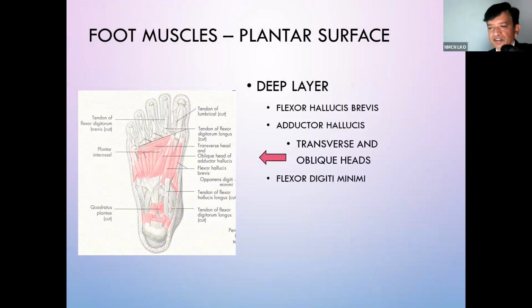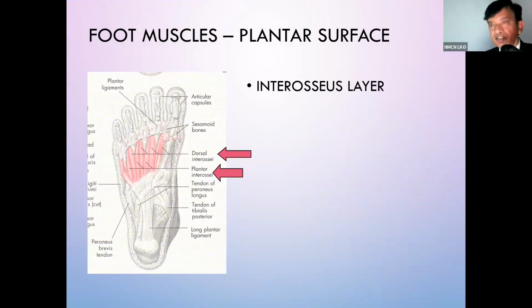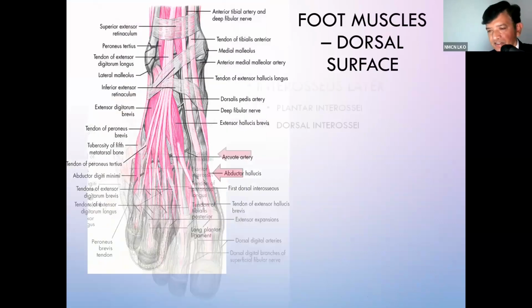Then the deep layer. The deep layer is also very important. It has flexor hallucis brevis and adductor hallucis, which has 2 heads. Adductor hallucis has a transverse head and an oblique head. So this one is the transverse head and this one is the oblique head. So 2 heads are there and then flexor digiti minimi. So this is the deep layer. All these muscle layers support the foot during walking and under pressure itself.